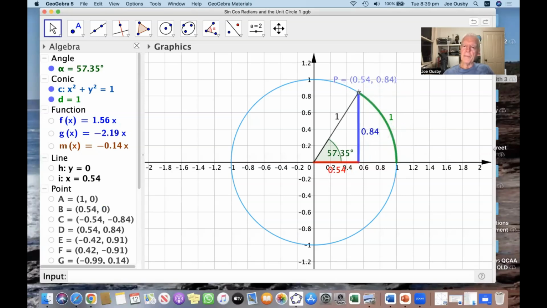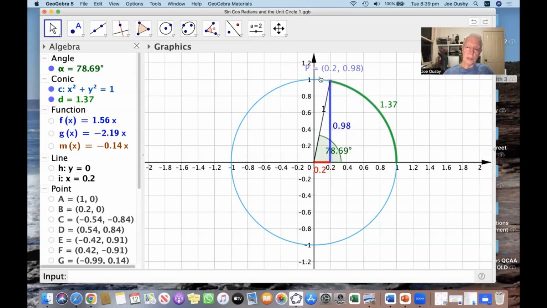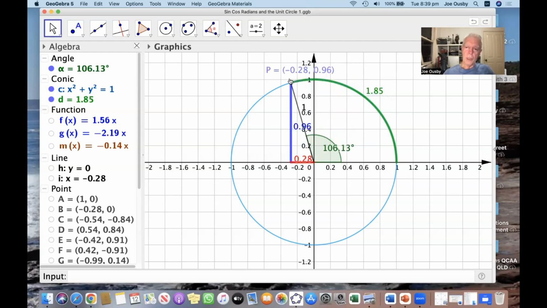And of course, if we get up to about there, notice that the length of this green line is now 1. That's actually the number of radians. So 1 radian is roughly 57 degrees. We kept going, 1.2, and so on, all the way up to roughly here.